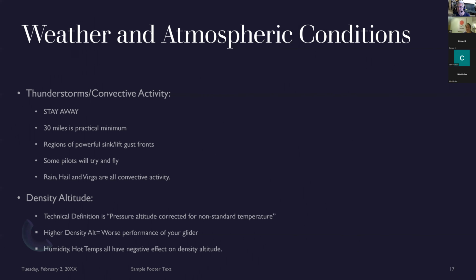Okay, thunderstorms and convective activity. Stay away. 30 miles is a practical minimum, for reasons of powerful sink, lift, and gust fronts. Some pilots will try and fly them. Don't follow them. Rain, hail, and virga are all convective activity.